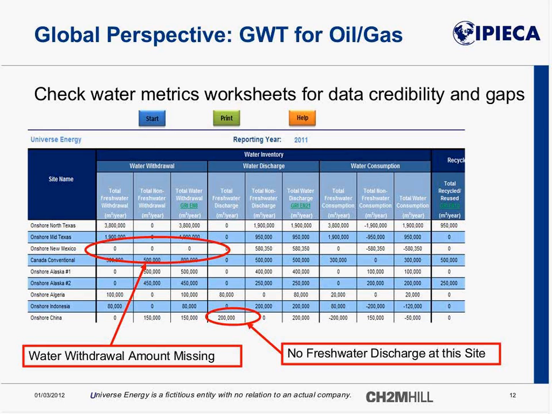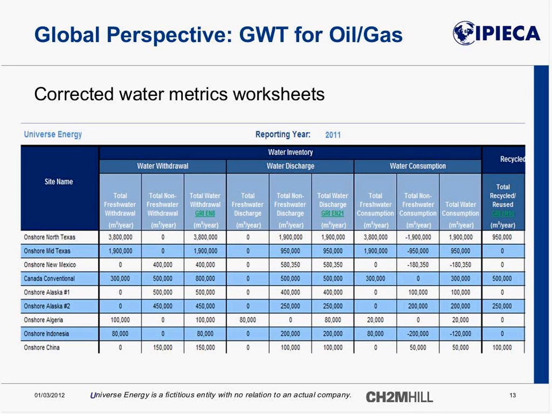We did this for the Universe Energy Company, and we looked at the water inventory sheet and did a review of the operations and could see some errors. We knew that there was a missing amount of water withdrawal for the onshore New Mexico site, and also when we looked at the water discharge site in the onshore China facility, we knew that was wrong because there was no freshwater discharge at that site. So we spent some time with our business units and got corrected data and filled in the blanks and finally got a full data set in the next slide.